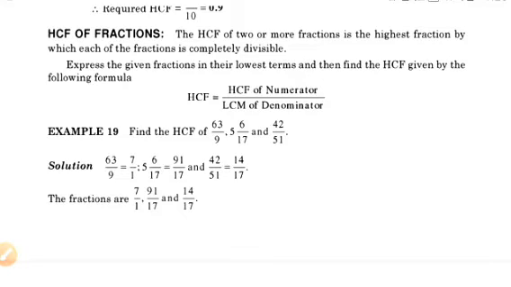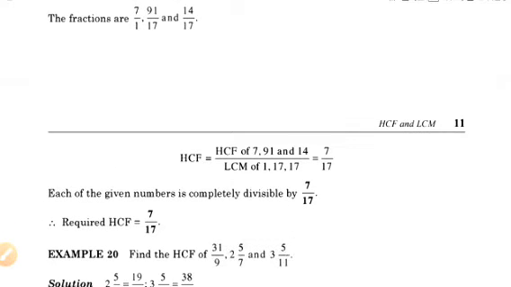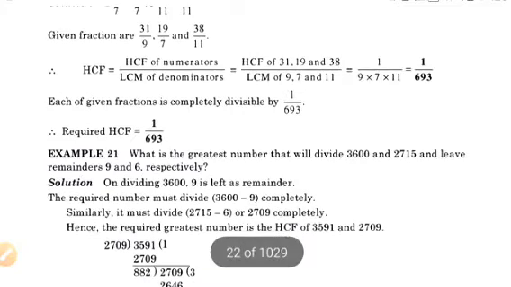Now the given fractions are 7 by 1, 91 by 17 and 14 by 17 after the reduction into lowest terms. Now in order to find the HCF of these three simplified fractions, we take the HCF of the numerators, that is 7, 91 and 14, which is 7, and we find the LCM of the denominators, that is 1, 17, 17, which is 17. So the required highest common factor for the given fractions is 7 by 17.